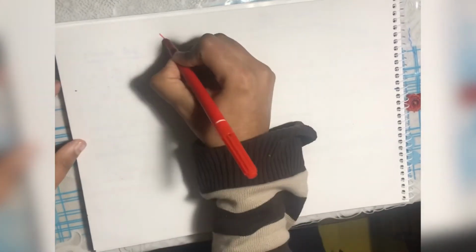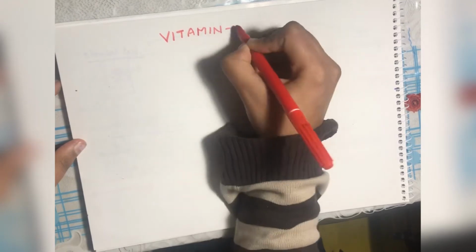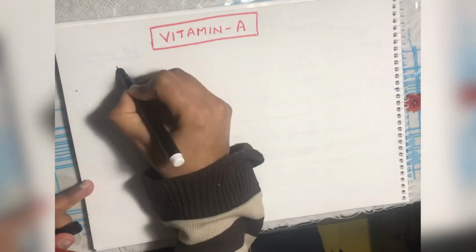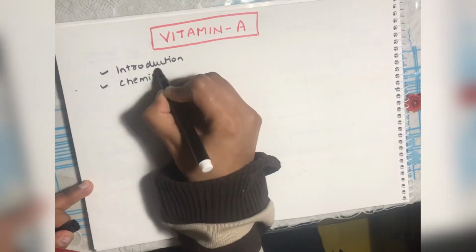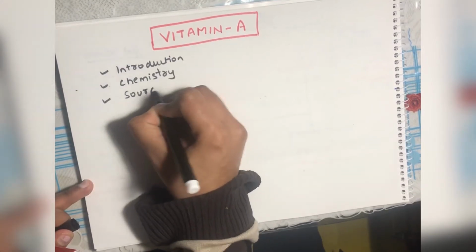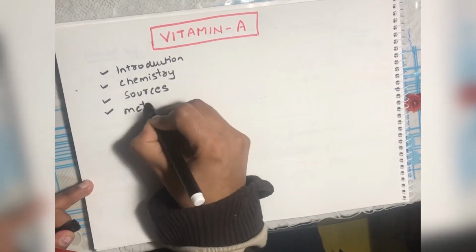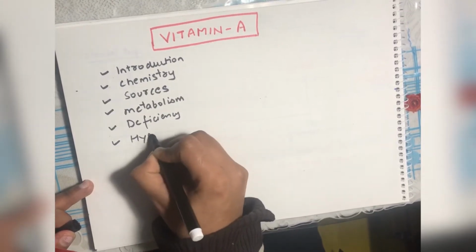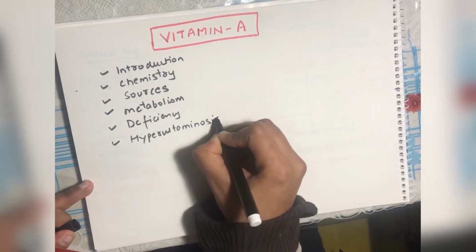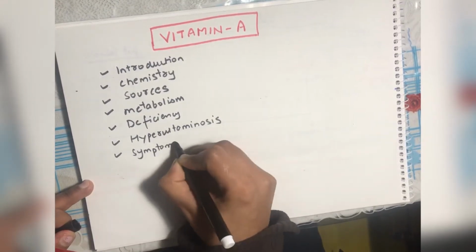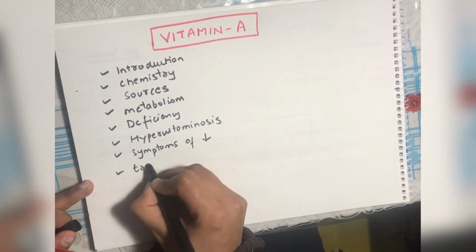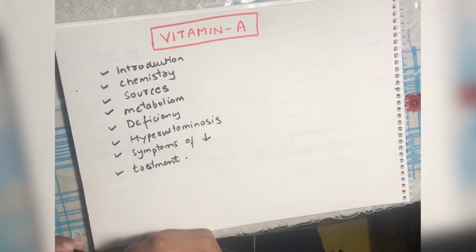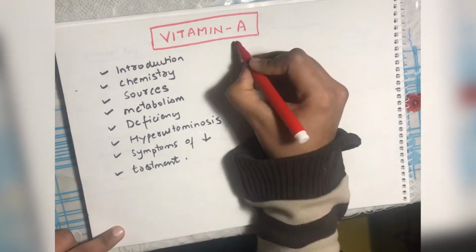So in this video we are gonna talk about a very important vitamin, that is vitamin A. We are gonna cover everything which you need to know as a medical student for vitamin A. We are gonna cover the introductory part, the chemistry, biochemistry of vitamin A, the sources from which we can get vitamin A, the metabolism of vitamin A, deficiency of vitamin A, and also the hypervitaminosis and the symptoms of the deficiency and the treatment, and what are the supplements and in how much supplement we need to give to the patients. So let's start with the introductory part.